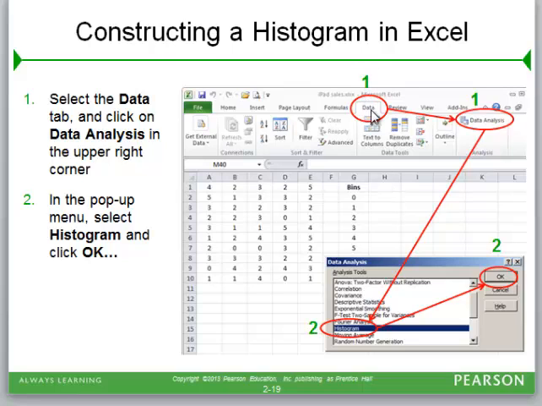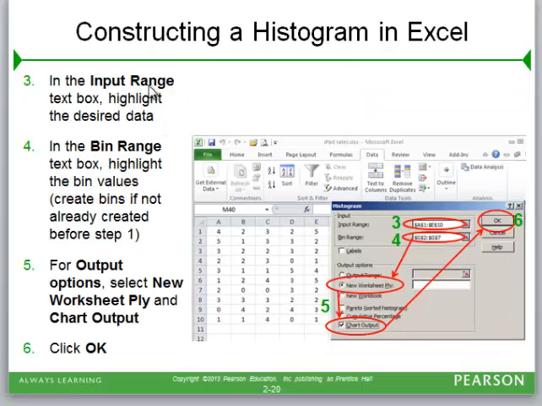First, select the Data tab and click on Data Analysis in the upper right corner. Then a menu will pop up, and select Histogram and click OK. In the input range text box, highlight the desired data. That's all the data we need, from cell A1 to cell E10.